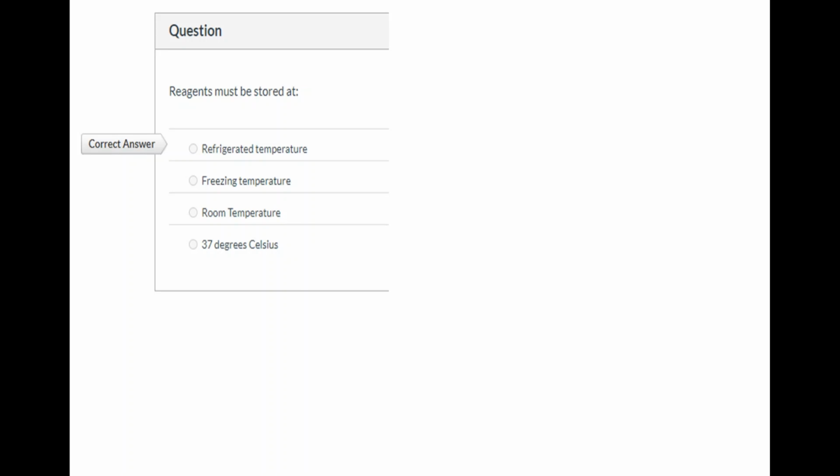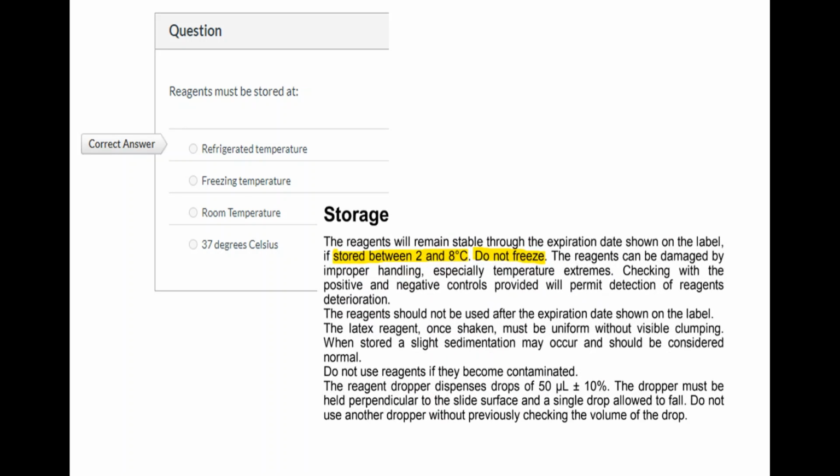Reagents must be stored at refrigerated temperature. It is also included in all test kits on how to store the reagents, and it is important to follow proper storage of the reagents to lengthen their shelf life. As I have always repeated, reagents degenerate rapidly once they are opened, once the seal was broken. So you have to store those reagents properly to avoid degeneration of the reagents.